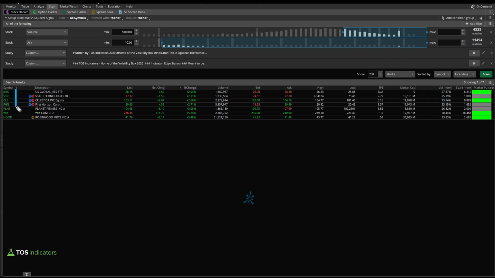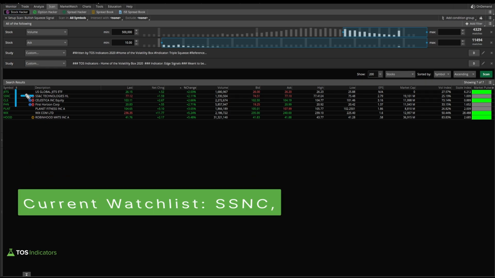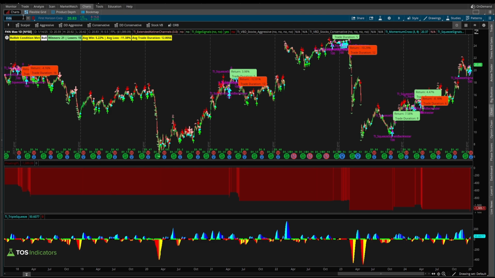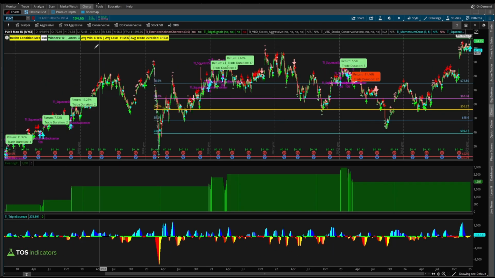So far from our 4 that we've gone through, SSNC is the one that stands out along with Jets, but we ruled Jets out. Now we have Planet Fitness, Wix, and Robinhood. Let's go through those. Planet Fitness, 10 winners, 3 losers, positive P&L histograph down here. And if we take a look, average winner 8.16%, average loser 11.65%.